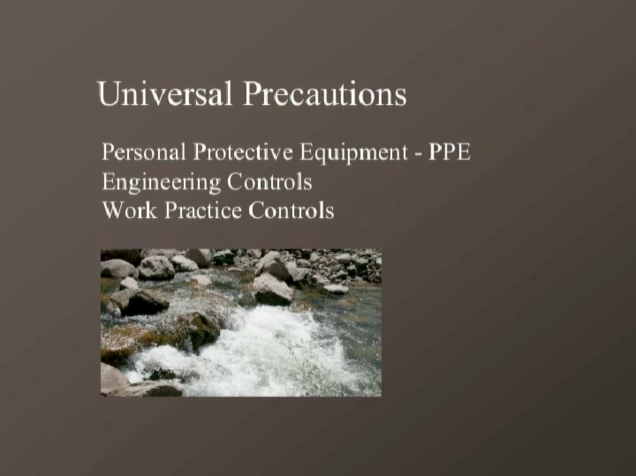One form of barrier is referred to as personal protective equipment, or PPE. It includes things like gloves, masks, eyewear, gowns, or lab coats. Their purpose is to protect the worker's own clothing, skin, or mucous membranes.